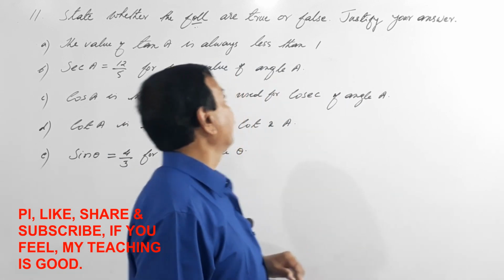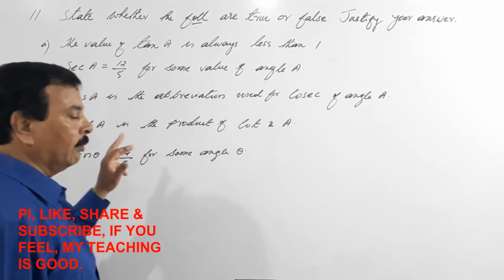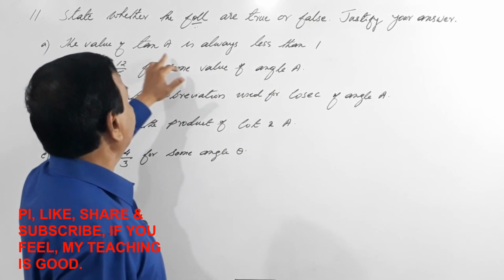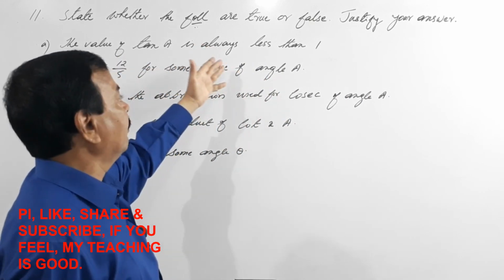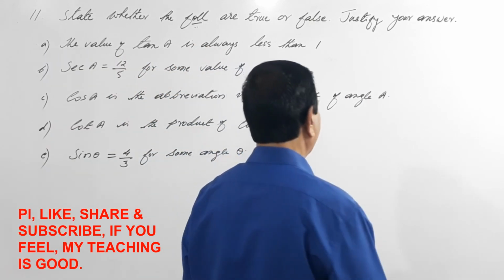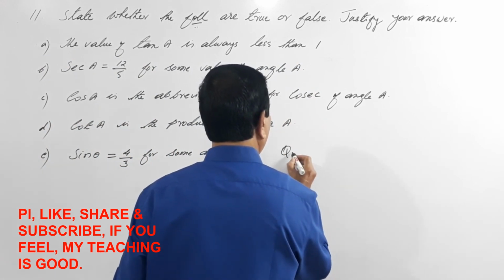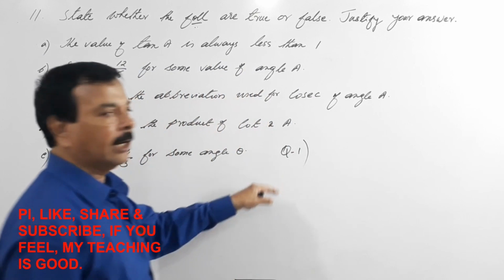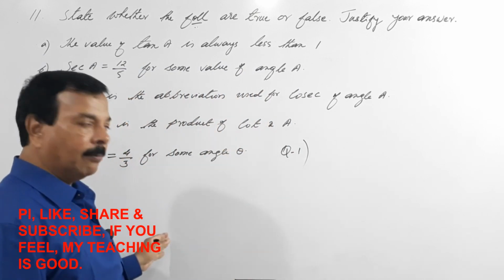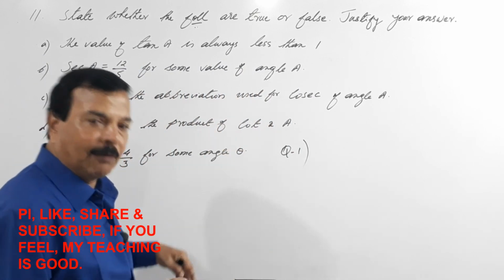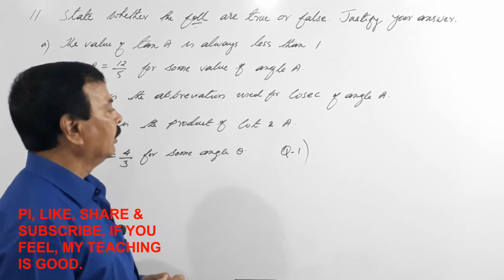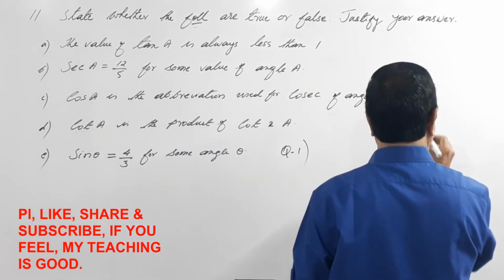You have to justify. See here, we will take them one by one. The value of tan A, that is tan theta, is always less than 1. Let us justify our answer for question number 1. I will write like this because there is no space here. If I write at the bottom, it will be difficult for me to bend. So what I do? Now let us take one triangle.